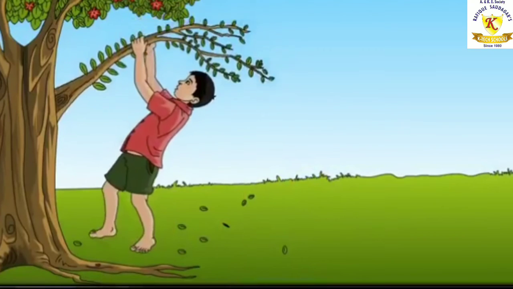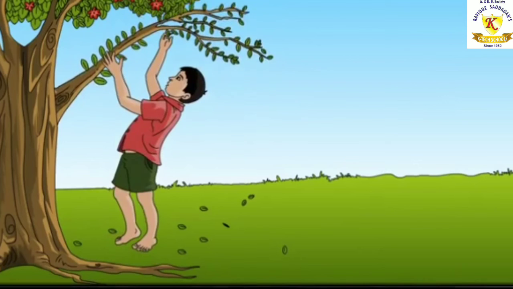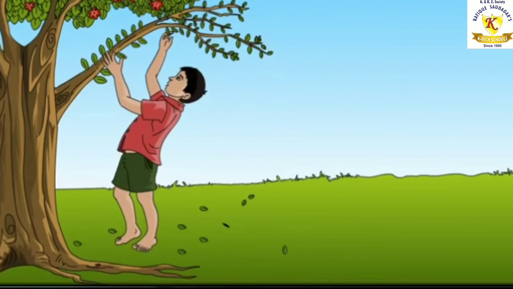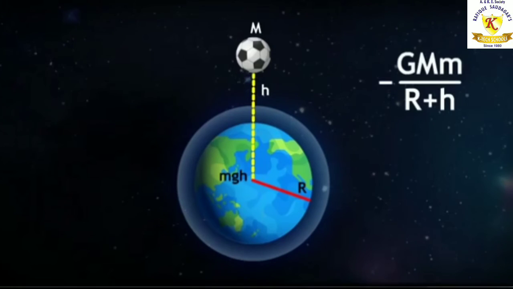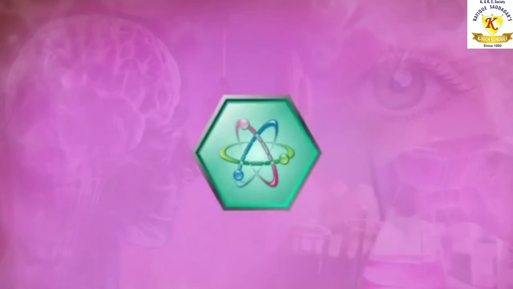Thus, for smaller distances, that is heights, the potential energy is less than 0. That is, it is negative. When an object is at a height h from the surface of the earth, its potential energy is minus GMm upon r plus h. Here M and R are Earth's mass and radius respectively.